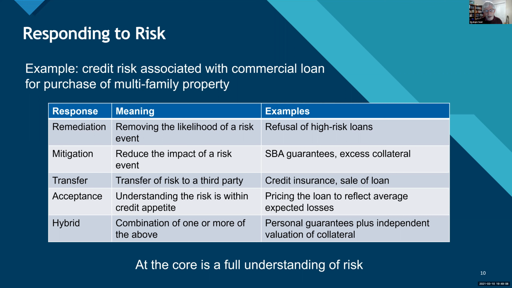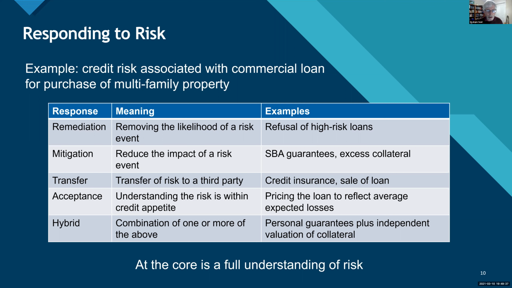You acknowledge the event may occur, but you look at how to reduce the impact if it does occur. That's where something like an SBA guarantee comes in. If you can make a loan that's guaranteed by the Small Business Administration, then you really don't have much risk at all. You do have some, but generally the SBA is underwriting the risk. The other thing you can do, though, is ensure you've got plenty of collateral.